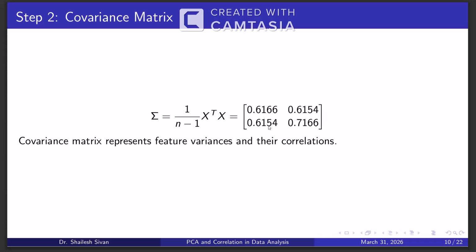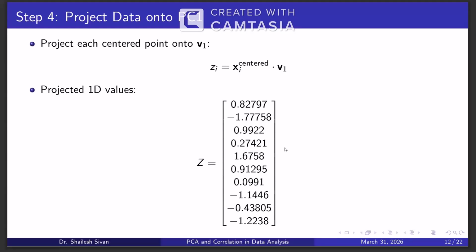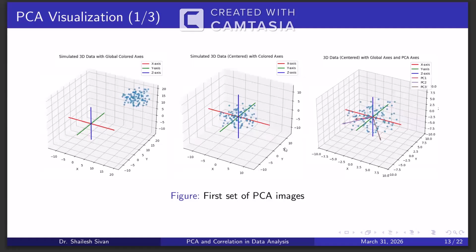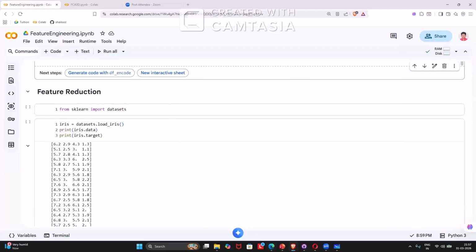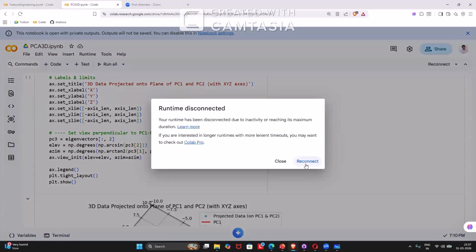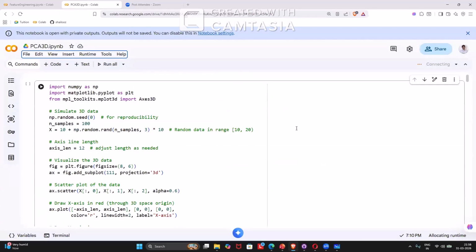That covariance matrix represents an ellipse, and with that ellipse we can find the eigenvalues and eigenvectors, which represent the direction of maximum variance. Then select our centered data and multiply it with V1. Then you will get the first projected value. So this is the illustration. That illustration can be explained with code here. You will understand how it works now.